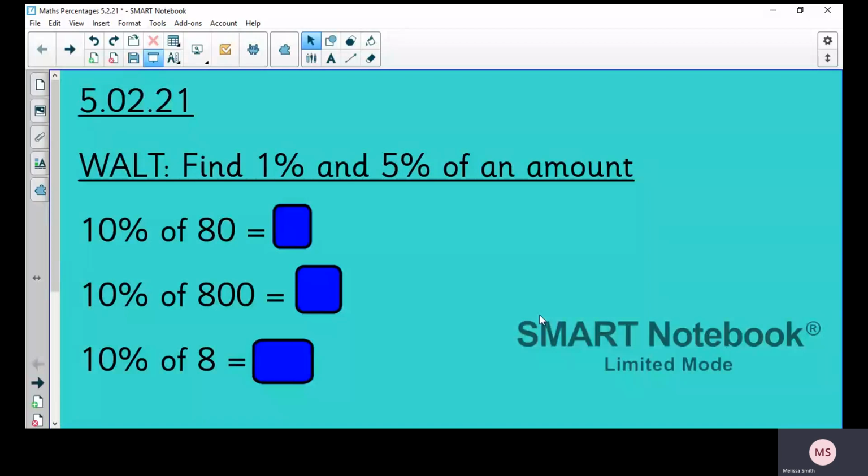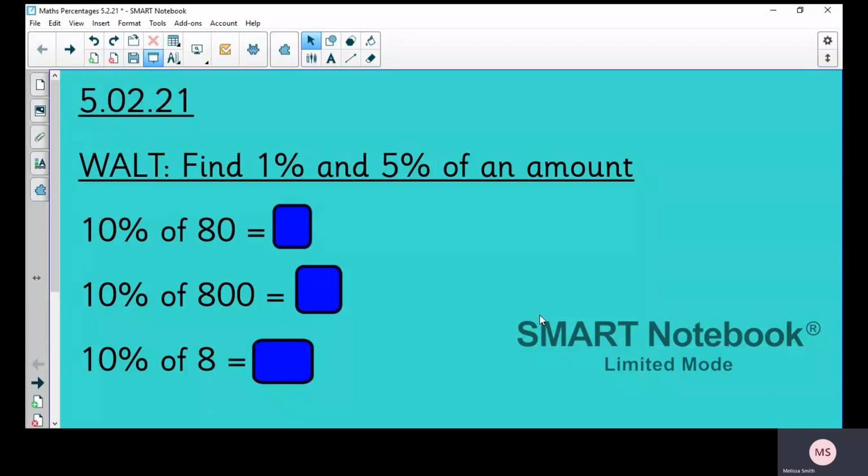Let's have a look at what we're going to be doing today. So today our focus is finding 1% and 5% of an amount. Yesterday we looked at how to find 10% of a number. Pause the video and see if you can answer those questions there.